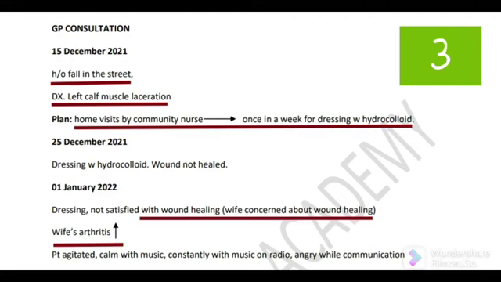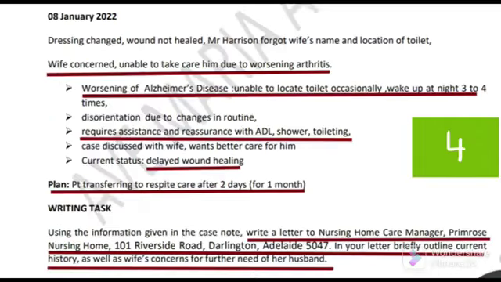Anyway, on 8th January 2022, this is the date of the letter when you are writing the exam. We have changed the dressing, and the wound has still not healed. Mr. Harrison forgets even his wife's name and the location of the toilet. The wife is more concerned because he could not find the person and the bathroom, and moreover he used to wake up at night 3 to 4 times. So these are all the concerns.